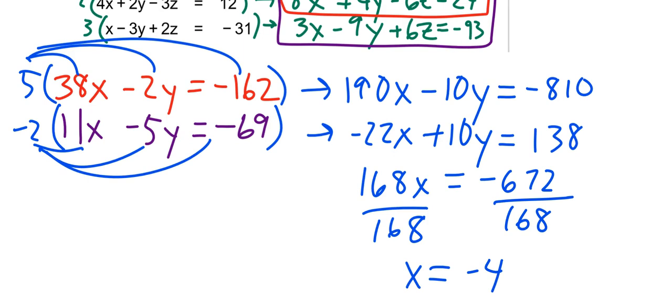Hopefully you got negative 4 for x. When you added them together, hopefully you got 168x equals negative 672. And then you divide it by the 168 and got negative 4. What are you going to do next?